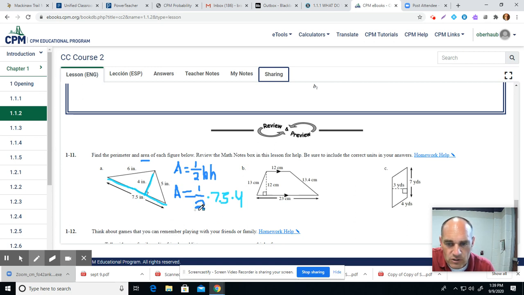So what I would do is I would change this into a decimal. So area equals 0.5 times 7.5 times 4. And then you multiply those three numbers together.